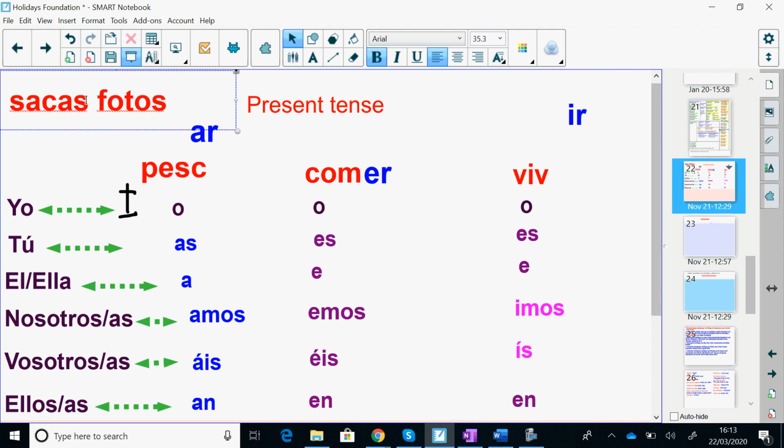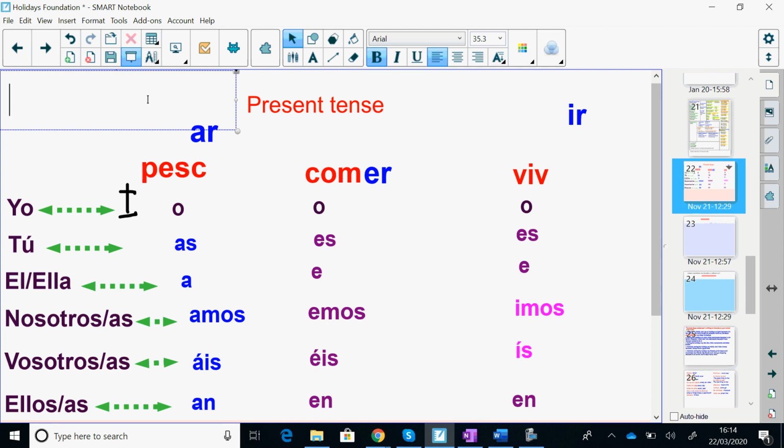Well done. Sacas fotos. Remember, press the pause if it's going too fast. The idea of this is that you can go backwards and forwards or press pause. ¿De acuerdo? Perfecto. So that's basically how it would work with the present tense. That's very good.